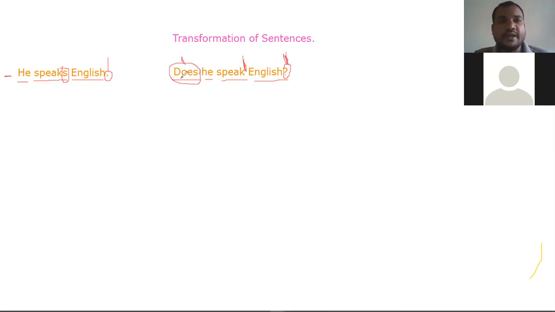Okay. So to change an assertive sentence to an interrogative sentence, what we need to do is bring out the helping verb. What we need to bring out? Helping verb. We have to bring out the helping verb from the sentence. Yes. Okay. So what is the helping verb here? Gautam, are you able to understand?